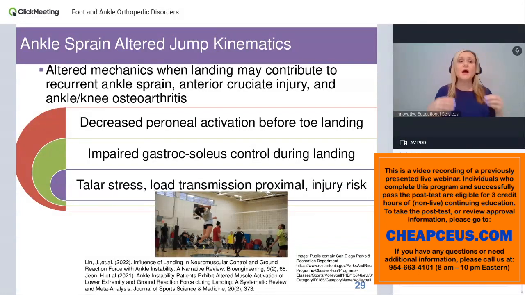So we look at progressively higher distances of the jump and landing, just as we would with our patients with step ups, that we progressively increase the height.